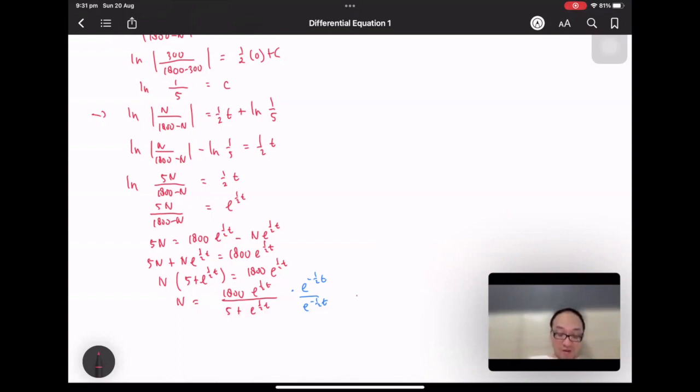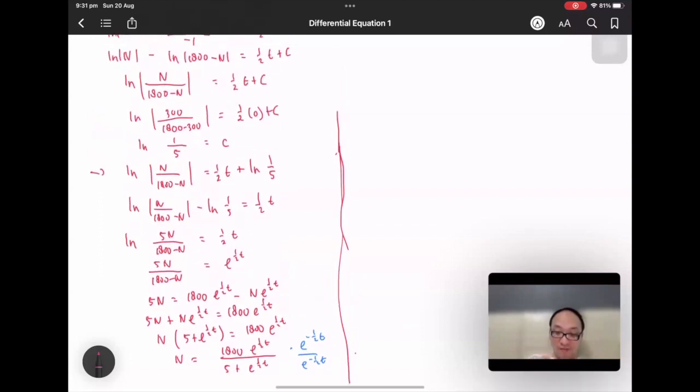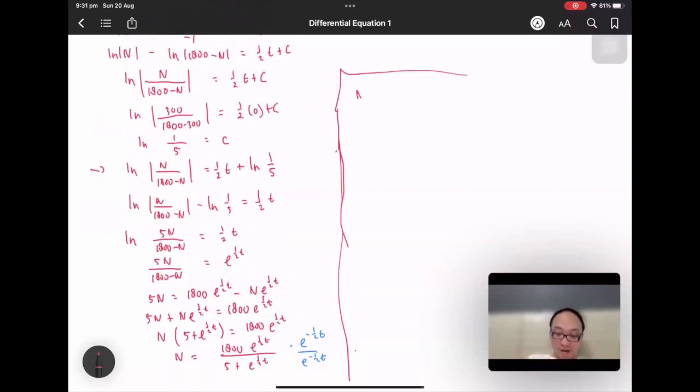So from this, n equals 1800 times 1. Yeah, e half t times e minus half t equals 1, over 5 e minus half t plus 1. So this is the expression.